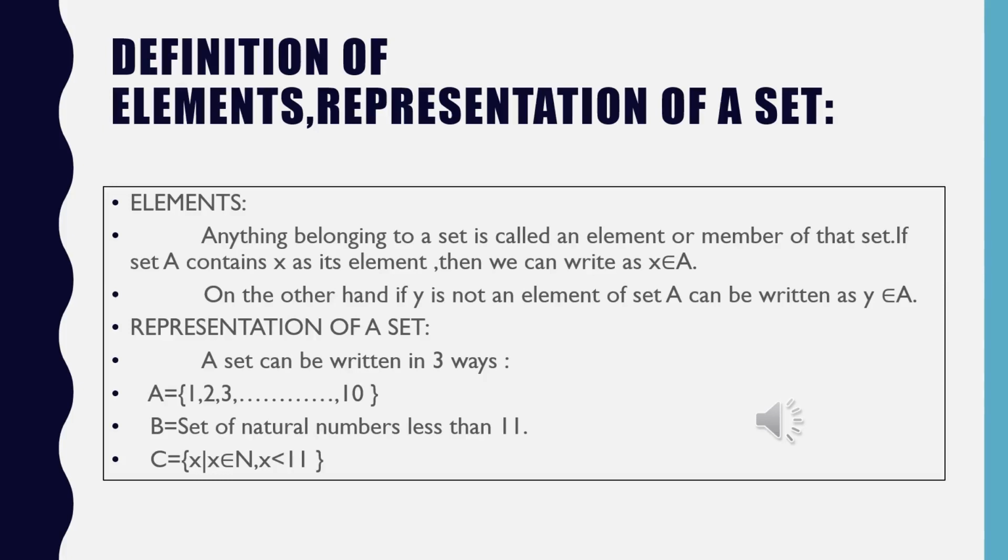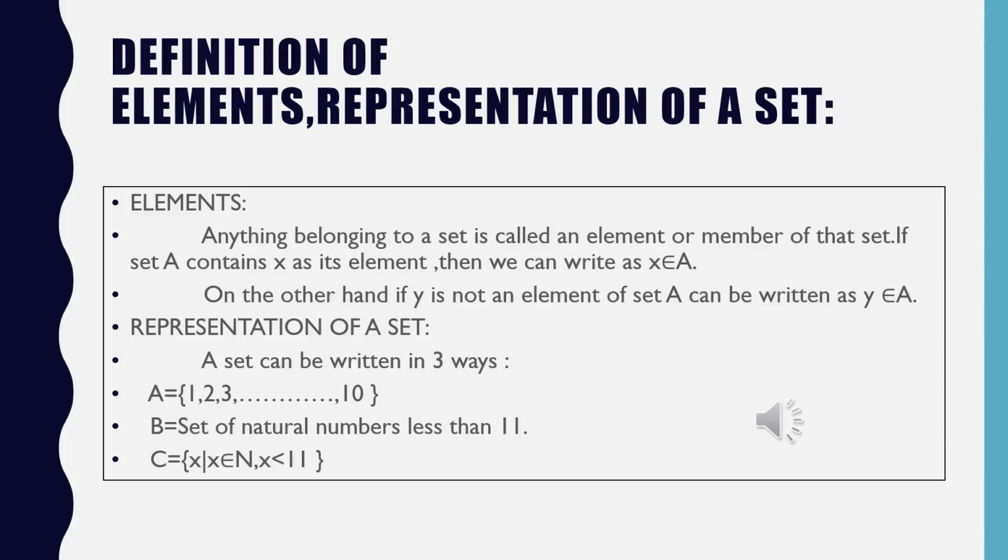If set A contains x as one of its elements, then we write x is a member of A, and it is read as x belongs to A. On the other hand, if y is not a member of set A, then we write y is not a member of A, and we read it as y does not belong to set A.